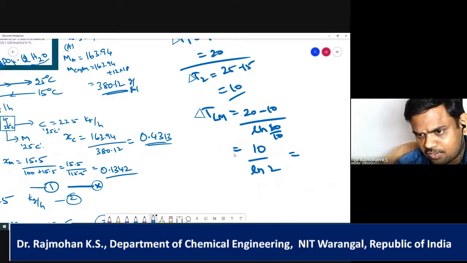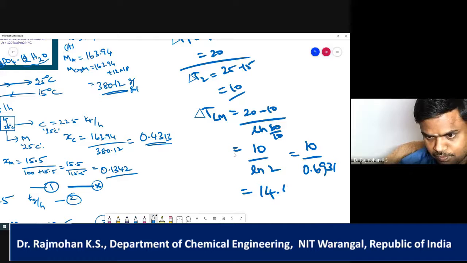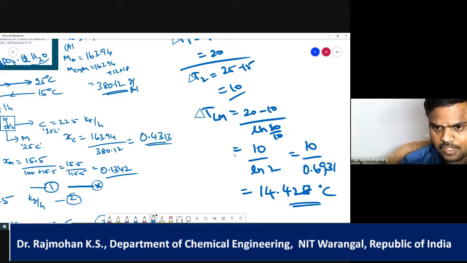Ln 2 is 0.69. So 10 divided by 0.69 is equal to 14.49. Okay. You can say 0.6931 so that you get a better value. 10 divided by 0.6931 is equal to 14.4279. Okay. So 14.428 degrees Celsius is the delta TLM.